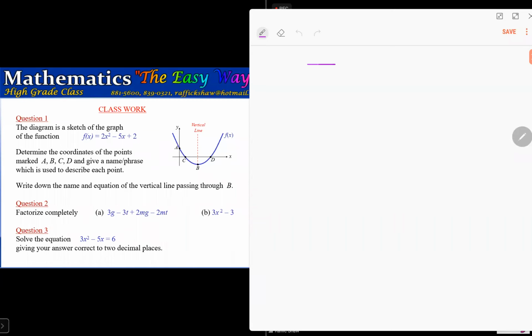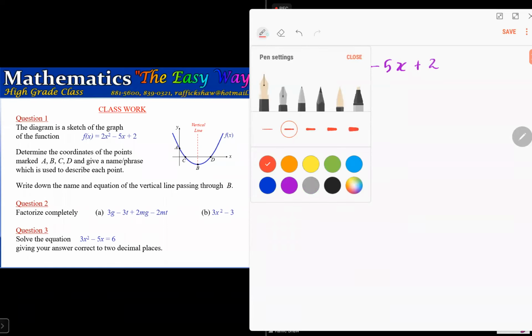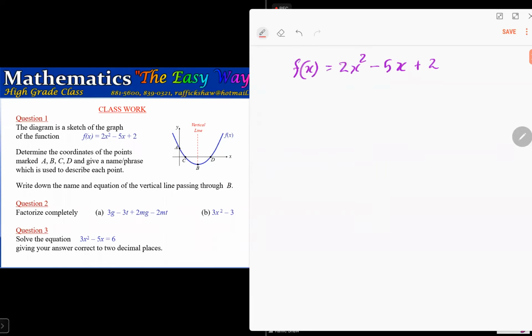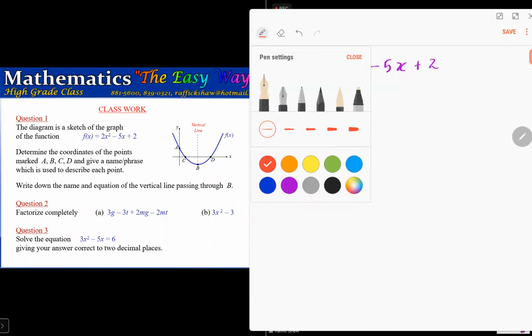So the function is f of x equals 2x squared minus 5x plus 2. Now we know if we're going to find, for example, the x value, we're going to need the a, the b, and the c. If we're going to find the roots, a, b, and c can help us as well. The y-axis intercept, the c, is the y-axis intercept. So we know we're going to need the a, the b, and the c. So we can make a note of that from now.